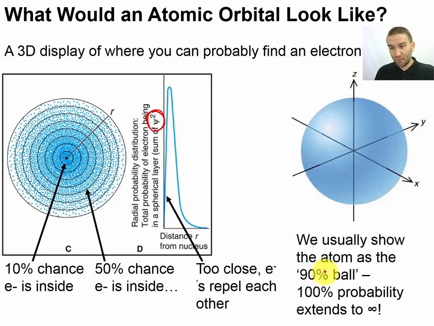Now what we're going to typically do is draw a ball where we show a 90% chance of finding the electron within it. So that's going to be the interval that we're going to use for most of these sketches you'll see going forward.